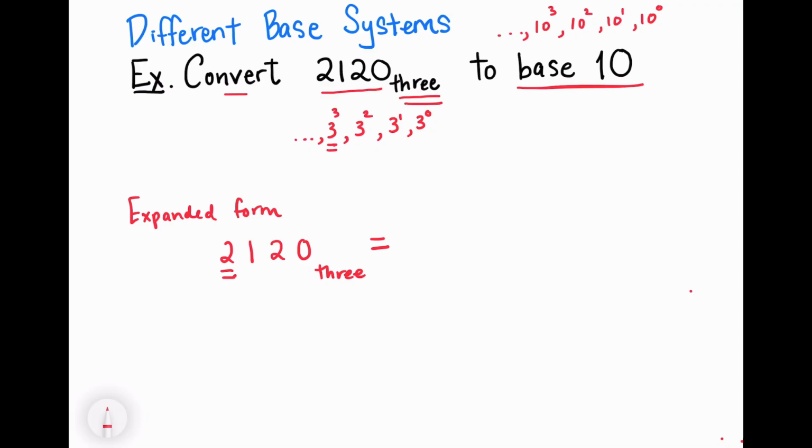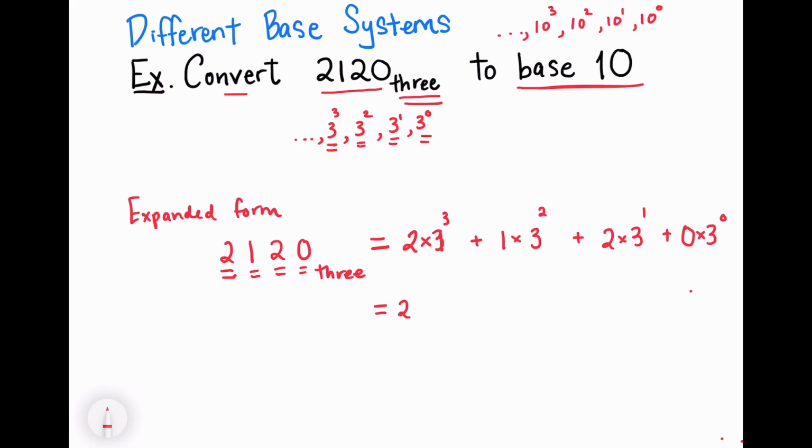The 2 is in this place value, so it represents 2 times 3 cubed. The 1 corresponds to the 3 squared place value, so we have 1 times 3 squared. This 2 corresponds to 3 to the 1st power, so we have 2 times 3 to the 1st power. And finally, the 0 corresponds to the very rightmost place value, so we have 0 times 3 to the 0. I'm just going to write this out.